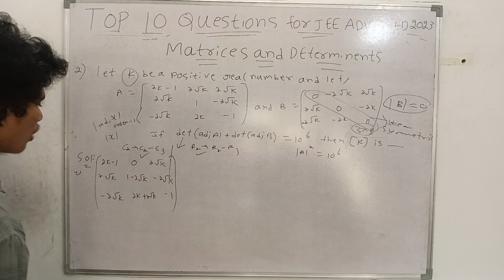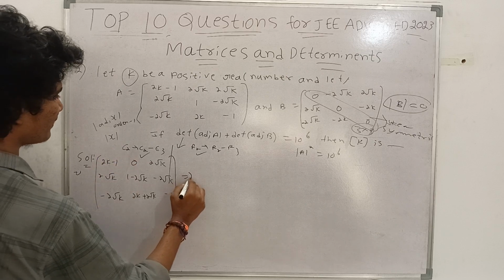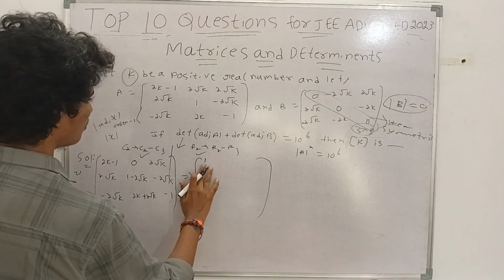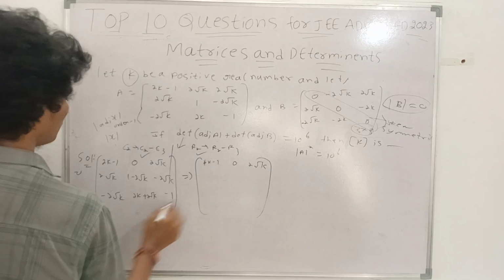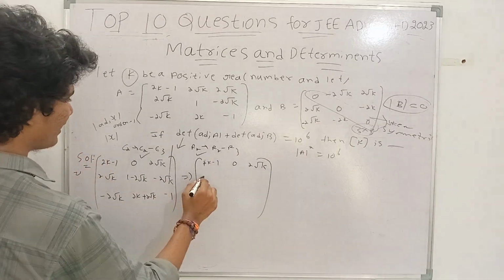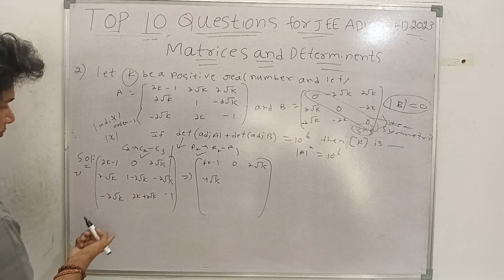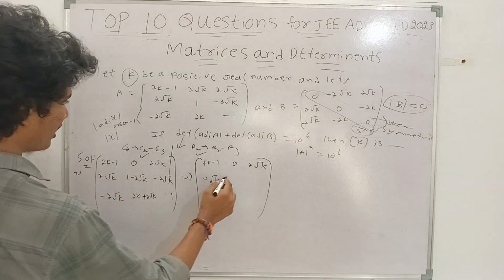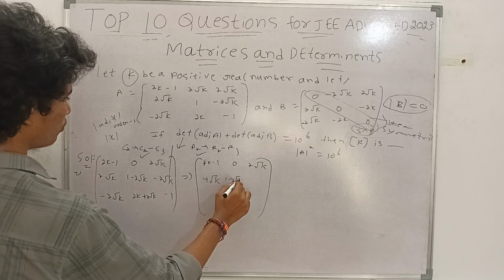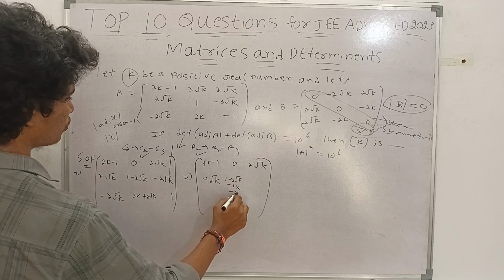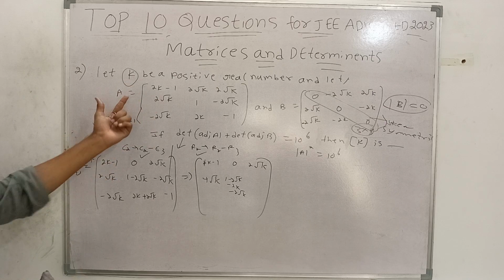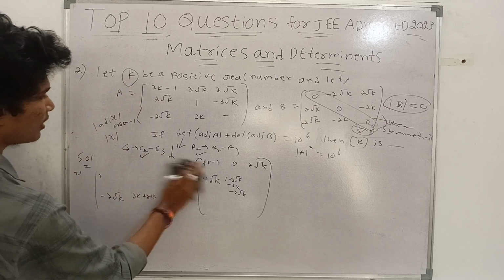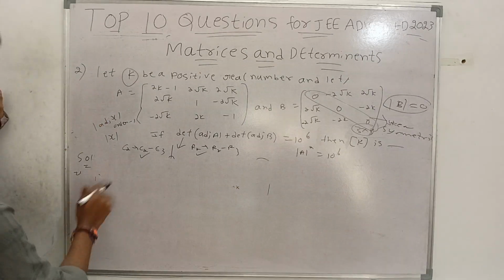Now the second property, R2 tending to R2 minus R3. Now it will transform into 2k minus 1, 0, 2k minus 2 root k. Here it will be 4 root k. Here it will be 1 minus 2 root k minus 2k minus 2 root k. Actually it has to be plus. Why? Sorry, we did C2 minus C1. Sorry, it is a mistake. One second. We have to apply C2 minus C3.